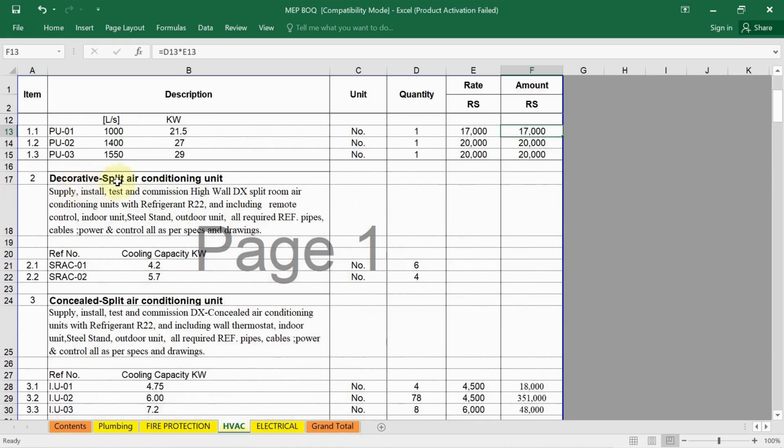In the next, decorative split air conditioning also I am using. So there, just provide the clear and detailed description of that unit, like supply, install, test and commissioning, high wall DX split room air conditioning unit with refrigerant, which type of refrigerant you are using, and including remote control, indoor unit, steel stand, outdoor unit, all required refrigerant, pipe, cable, power. So including that, their quantity I have written. See, the cooling capacity 4.2 kilowatt and 5.7. Quantity is written 6 and 4. So as per your market, you can enter the price here.